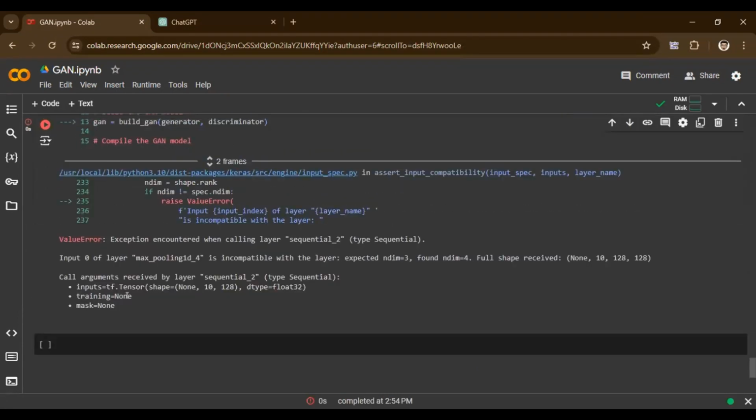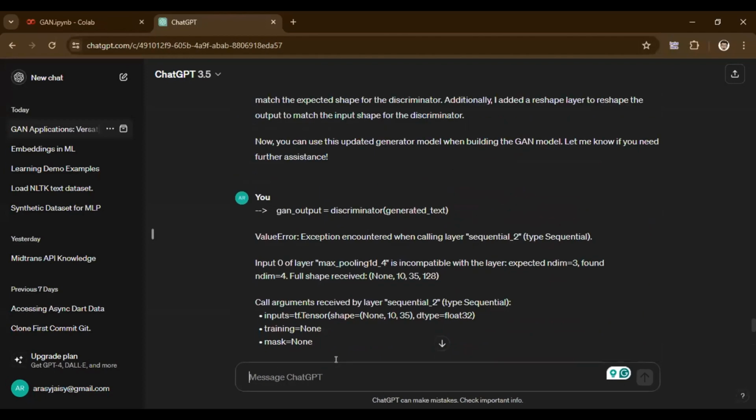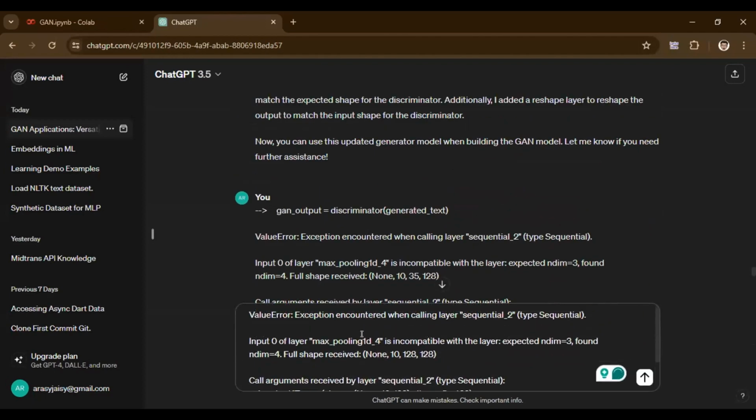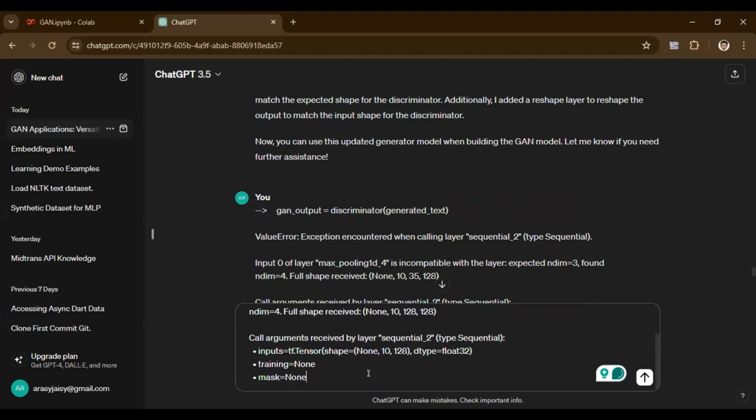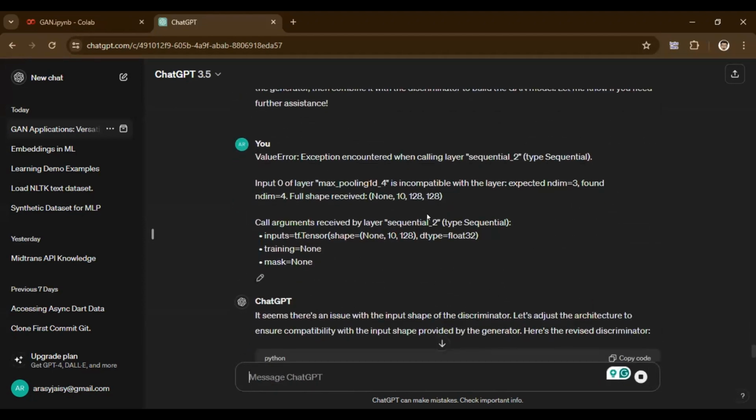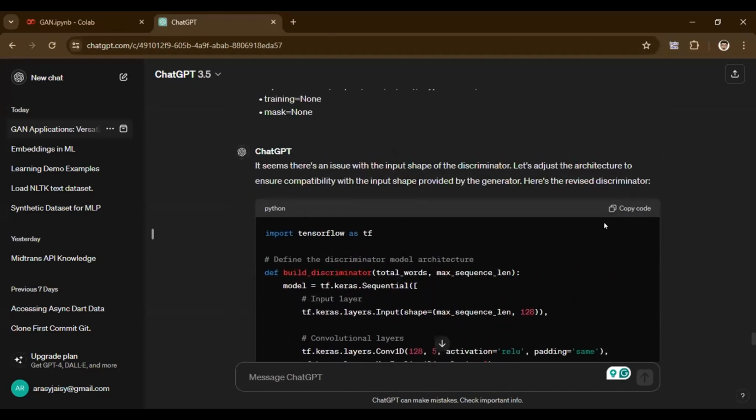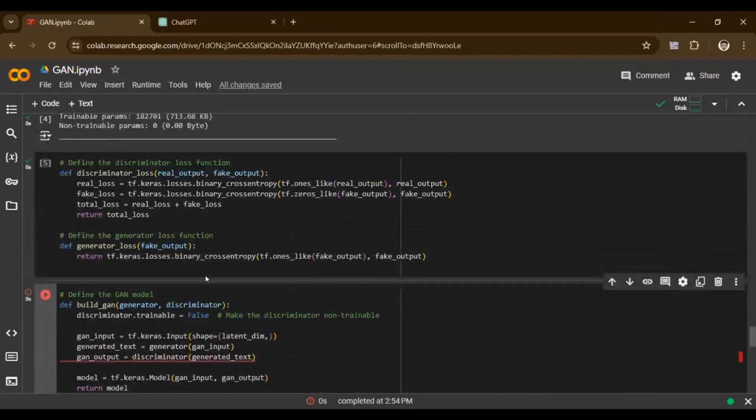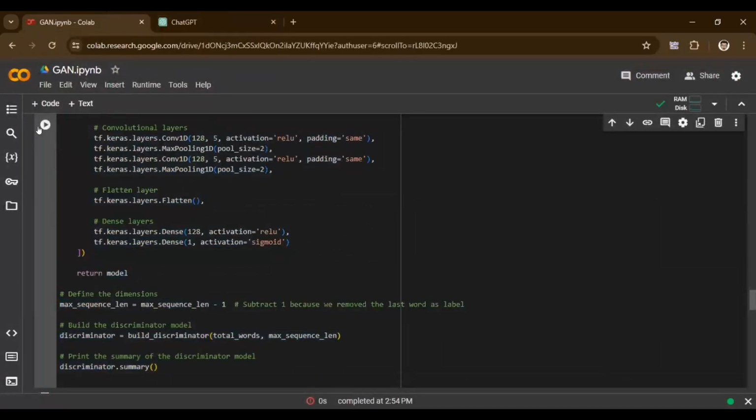Still an error. Let's just copy this code, the error code, and ask ChatGPT for this. Okay, copy the code again, and let me change what this one is, build discriminator, and change it for the new one.